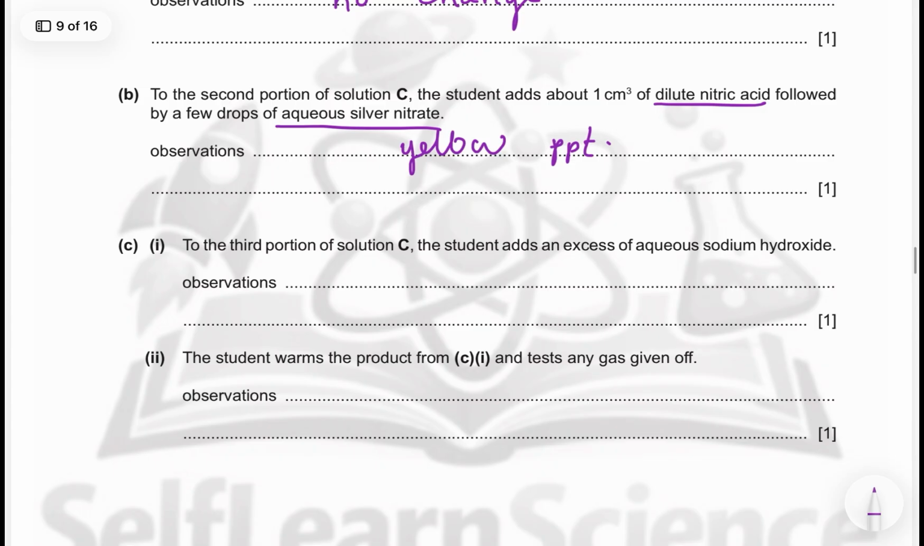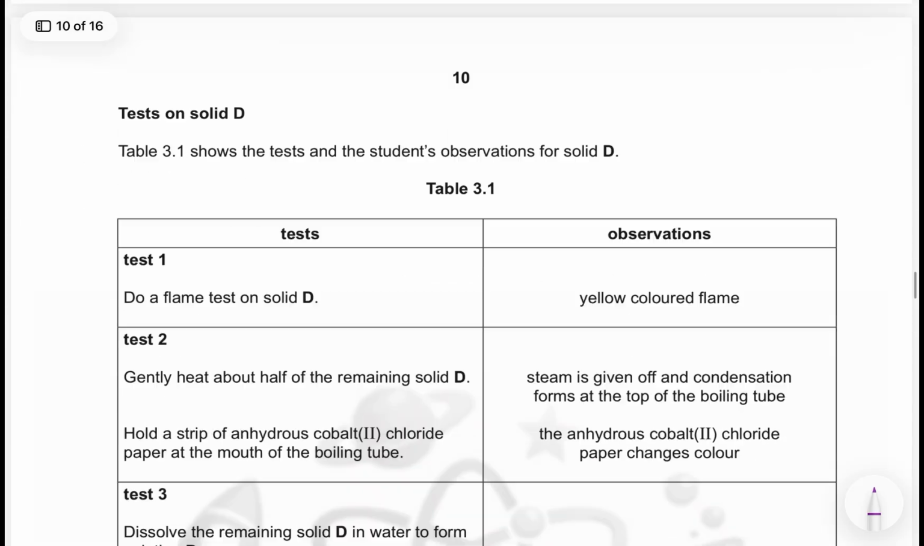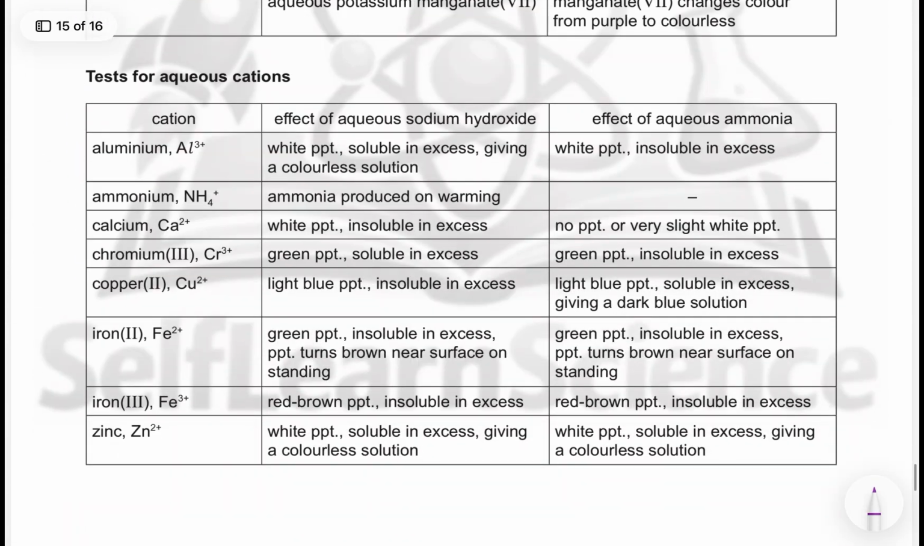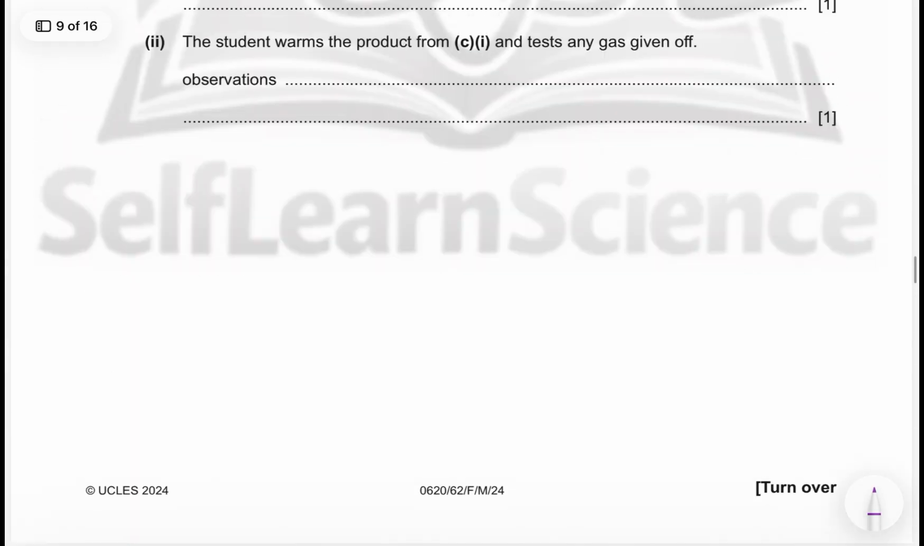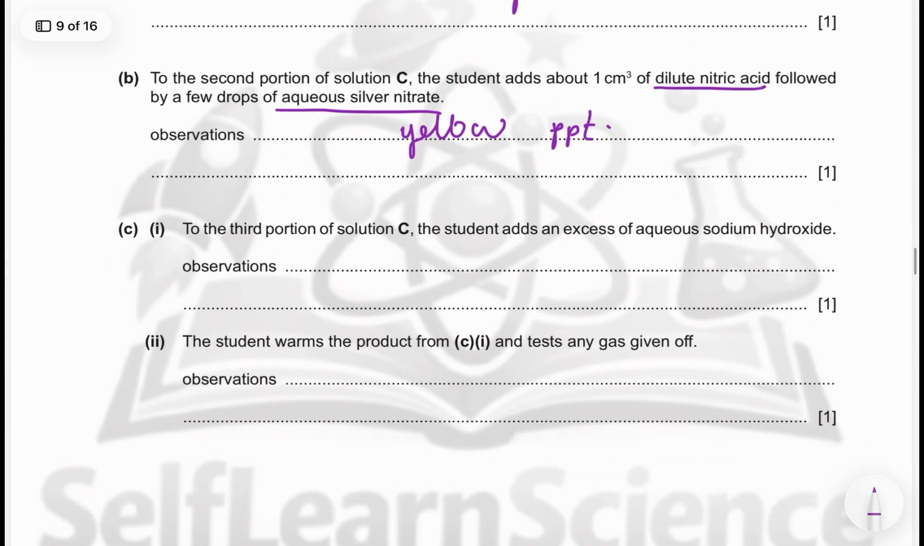C1. To the third portion of solution C, the student adds an excess of aqueous sodium hydroxide. Now, our compound is ammonium iodide. Ammonium is a cation, and if we add sodium hydroxide to ammonium ion, ammonia is produced on warming, but in that question they have just added sodium hydroxide, and there is no specific change, so it will be no change here.